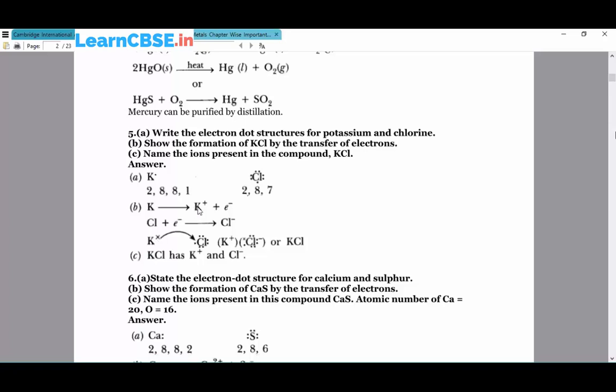So K becomes K plus by the loss of 1 electron. At the same time, the Cl atom gains 1 electron from the potassium and forms Cl minus. So K loses the 1 electron to the chlorine and forms K plus and Cl minus. So the formula is KCl. Name the ions present in the compound: it's K plus and Cl minus.